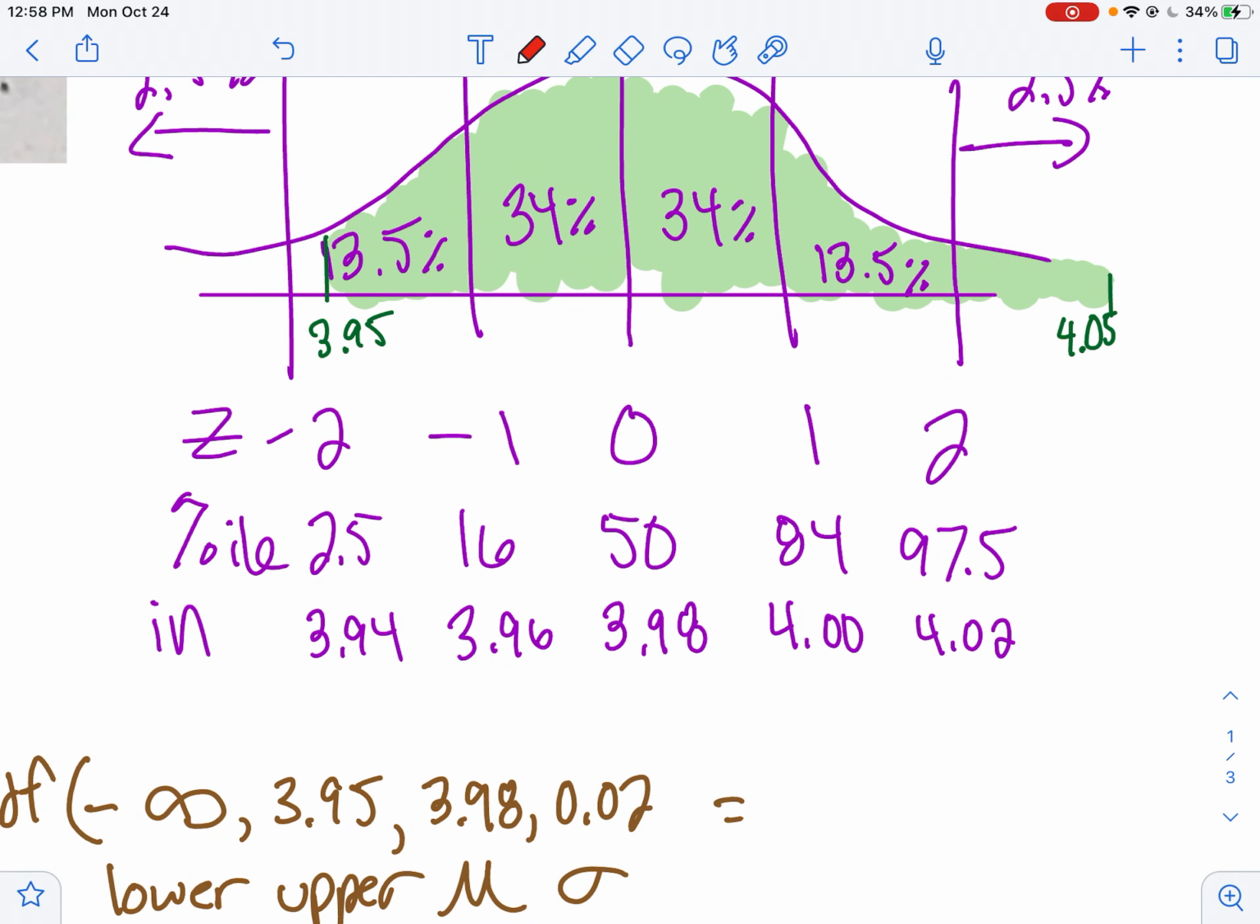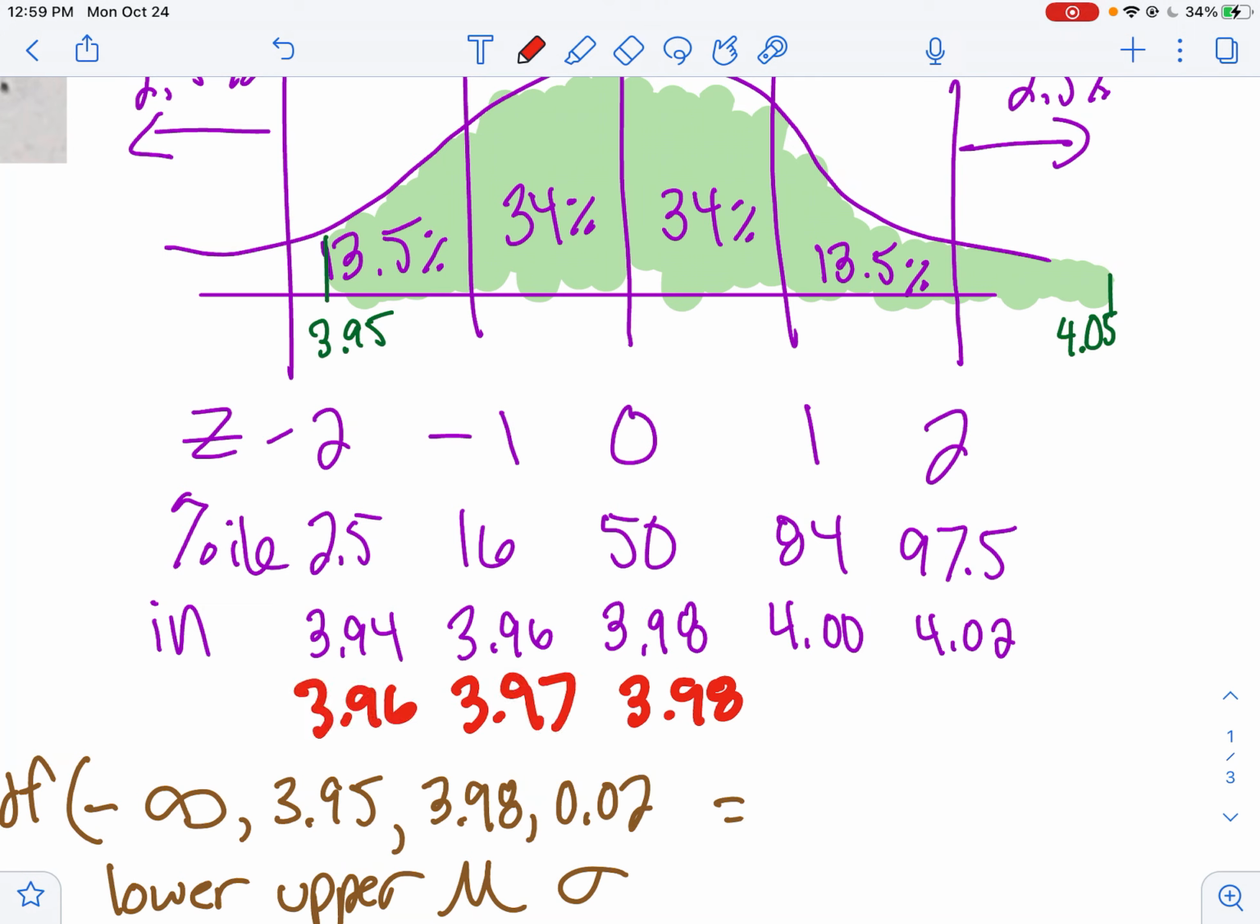So maybe if I went with, I don't know, I'll try one more time. 4 for my mean, maybe make my standard deviation smaller. Well, actually, if I made it smaller, that wouldn't do me much good because that means these values would be higher. So maybe I will make that smaller. 3.98. I'll make my standard deviation 0.01.